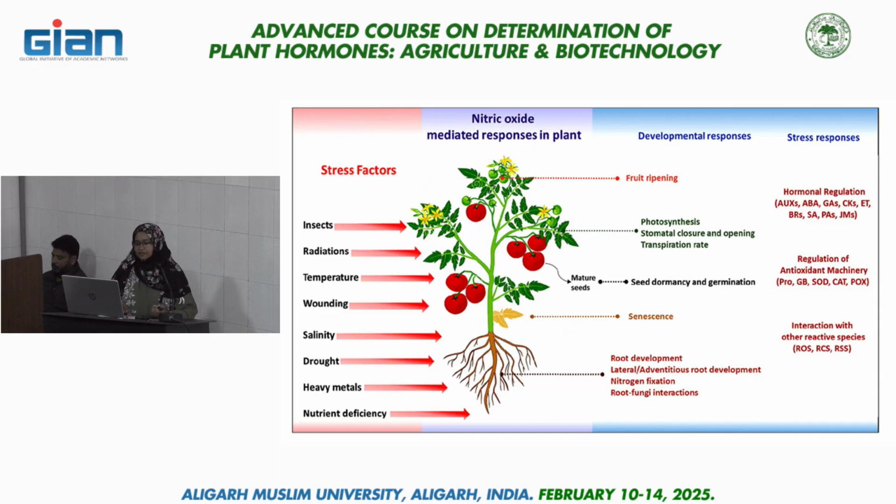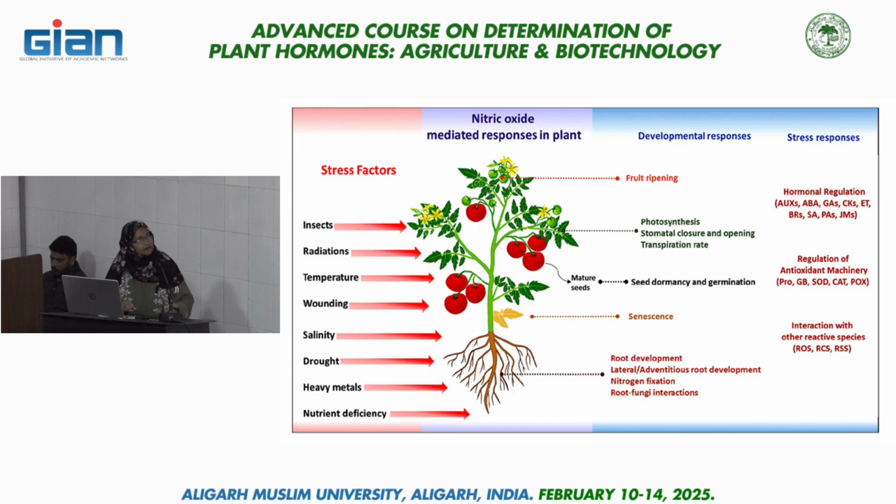And in the last, NO also has a crosstalk with ethylene to regulate fruit ripening, senescence and stress responses. In this case, NO inhibits ethylene biosynthesis by S-nitrosylating ACC synthase, a key ripening enzyme. So, NO delays the ethylene-induced fruit ripening in tomatoes and other fruits. So, you can see its crosstalk with other phytohormones and regulates a number of growth and development processes in plants.